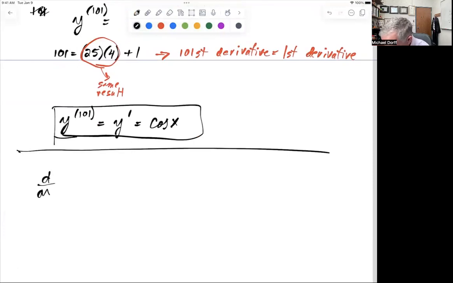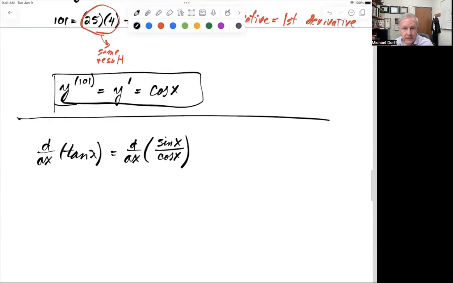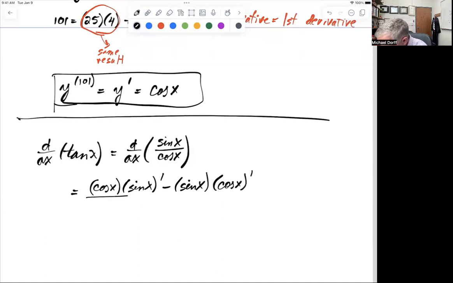Well, what would be the derivative of tangent? Well, what we can do is write that as the derivative of sine of x over cosine of x. And now we've got a quotient there, so we could do the quotient rule. So we use the quotient rule, and what do I get? I get the denominator times the derivative of the top, minus the top, sine x, times the derivative of the denominator, all over the denominator squared.